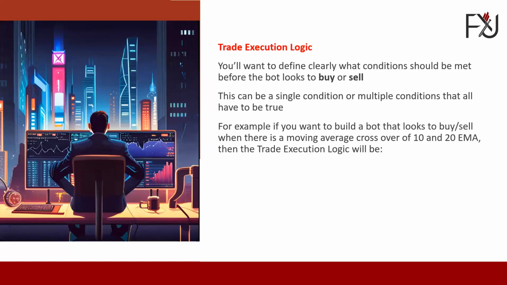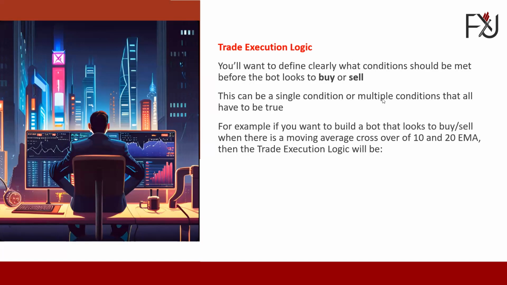Okay, so we'll be using the crossover of the moving average as the decision maker for our buying or selling idea. We're going to be using the 10 and the 20 exponential moving average. When the 10 exponential moving average crosses above the 20, we'll look to buy. And when the 10 moving average crosses below the 20, we look to sell. That is our trade execution logic.